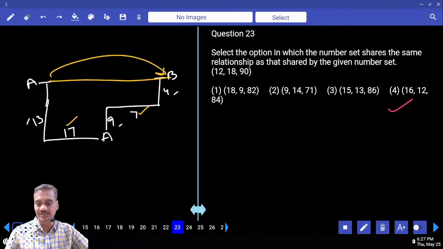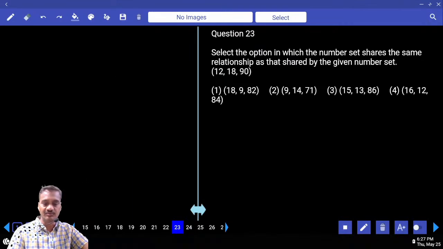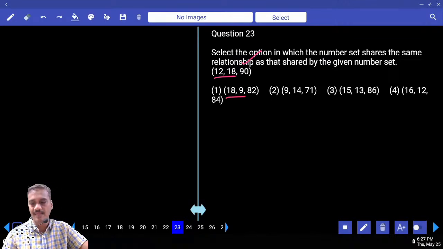The next one, 23rd. Now in this question number 23, 12 plus 18. What is the sum of these two? 12 plus 18 is 30, into 3, 90. Now 18 plus 9 is 27. 27 into 3 is 81, but not 82. 9 plus 14 is 23. Now 23 into 4 is 72.